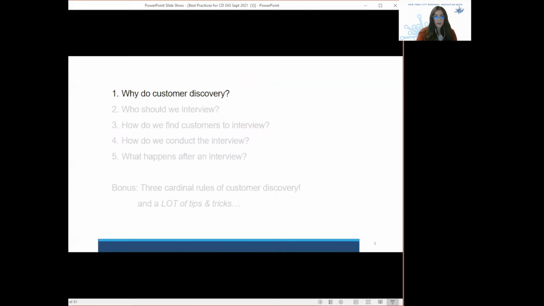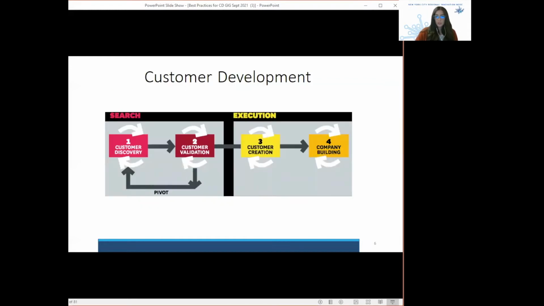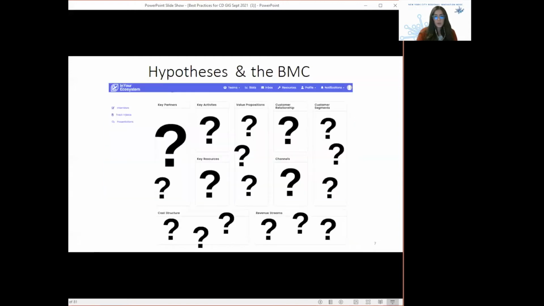So let's start with why. Why do customer discovery? Customer discovery is the first step in the customer development process, while startups are still searching before they can execute on a business model. And you all recently just presented your first business model canvases, which are going to change. And if you couldn't already tell, we're actually going to push you to change it, because right now, everything on your canvas is a guess, a hypothesis, or an assumption that you have about what makes your idea a business.